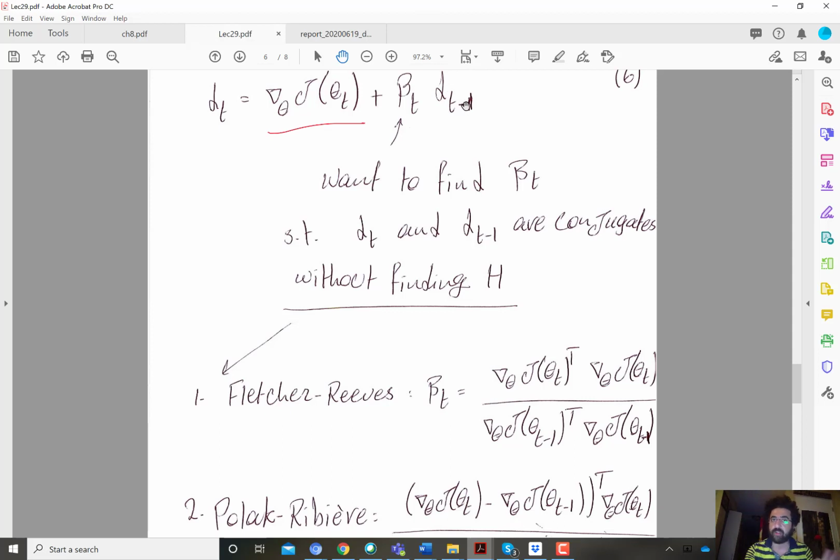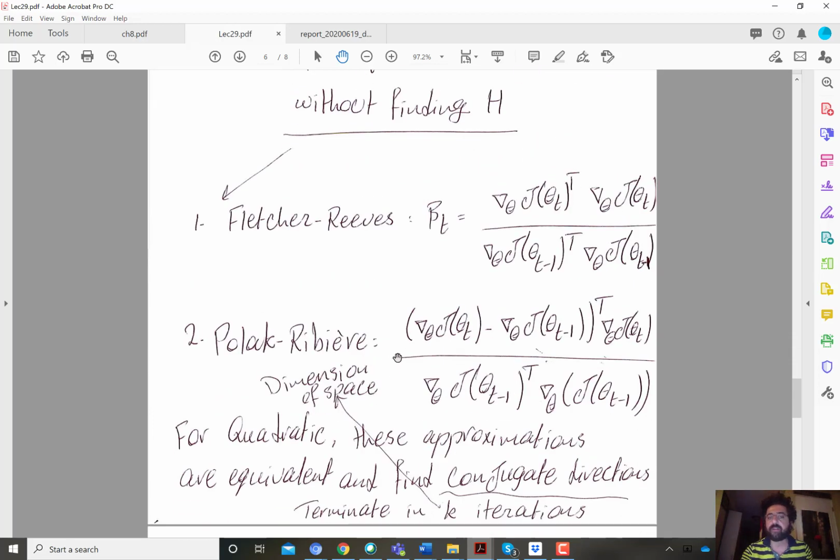So remember that this is not exact, because dt minus 1 is not exactly the gradient at theta t minus 1, because dt minus 1 also has a factor that's a function of dt minus 2, right? For Polak-Ribiere it's similar, but instead of the norm of the new gradient, you take the difference of the new gradient minus the old gradient and you project it along the new gradient, okay? And you also divide by the norm of the old gradient. So the same intuition holds. If the norm of the new gradient is much larger, then this coefficient is large. If the norm of the new gradient is much smaller, then this coefficient is small.